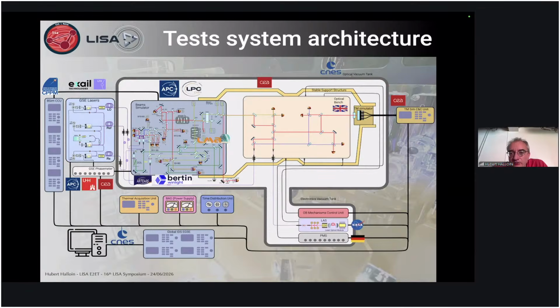Here I have just added a few flags, meaning that we have a lot of partners. So of course, the partners we know on LISA for producing the optical bench in the UK, the phase meter in Germany, the laser from NASA, but also in France, all the ground support equipments produced and provided by different labs and the CNES with partnerships with different private companies.